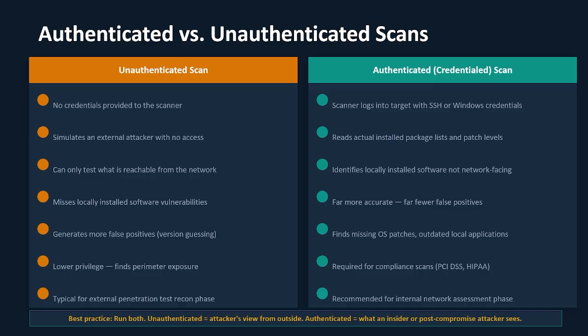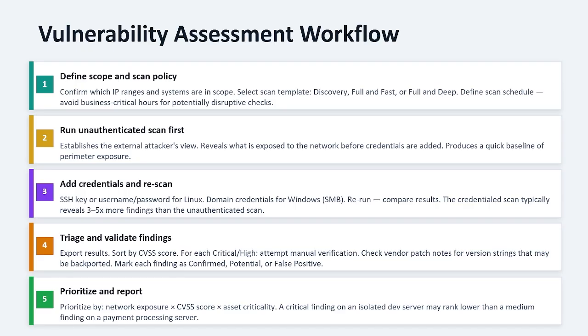Authenticated is when the scanner can log in with credentials, whether SSH, Windows credentials, or whatever. It can actually look at the installed packages. It can identify a lot more, and there are fewer false positives. In some environments, like a PCI environment or HIPAA, you have to do credentialed scans on systems because that's required. So there's a difference between the two, and you may end up doing both of those scans depending upon what the scope actually calls for.